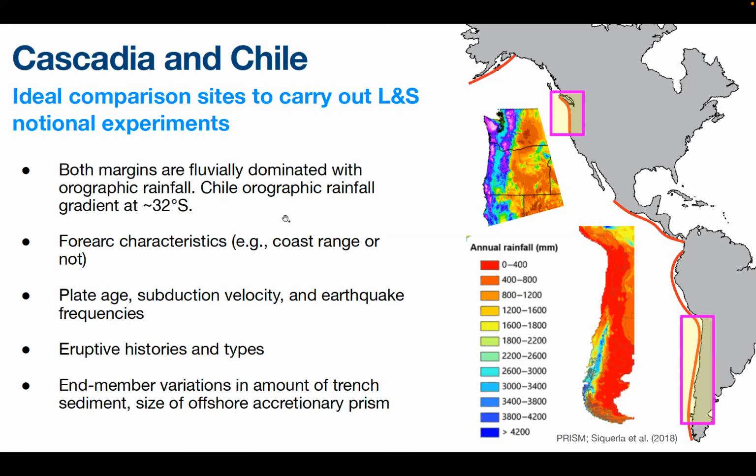And so that really sets up a great example of where you can hold one factor constant and then allow others to vary. So I wanted to point that out as a really leverageable component of this margin. And so obviously there are other differences and similarities between Cascadia and Chile that you could also leverage. Like they have different topography in the forearc, they have different plate ages, et cetera. Another one I'd like to point out is that there are end member variations in the amount of trench sediment and the size of the offshore accretionary prism between those two examples.